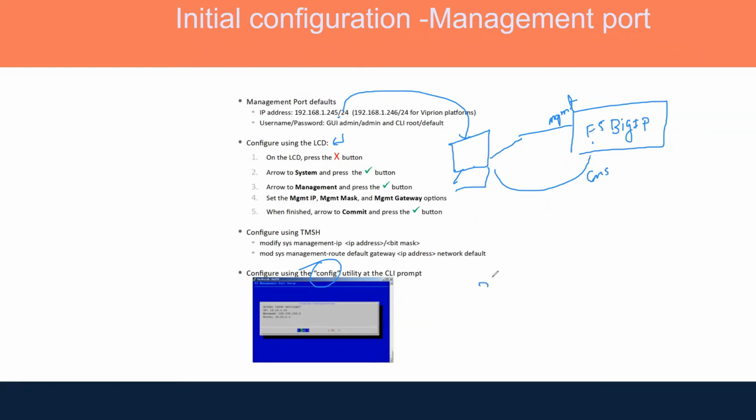By default, it has a username. For CLI access, the username is root and the password is default. For GUI access, the username is admin, and the password is also admin. So using this username and password, you can access it through the GUI.